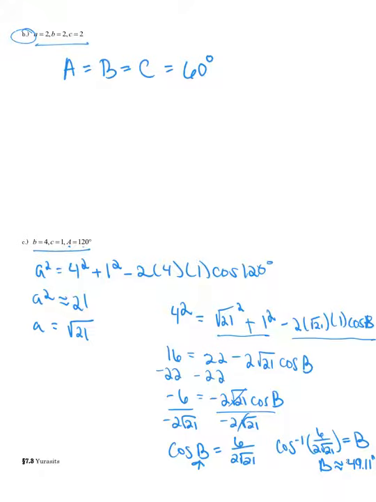And to solve for that third angle, 180, take away the 2 angles you have. And we get 10.89 degrees. And that is law of cosines.